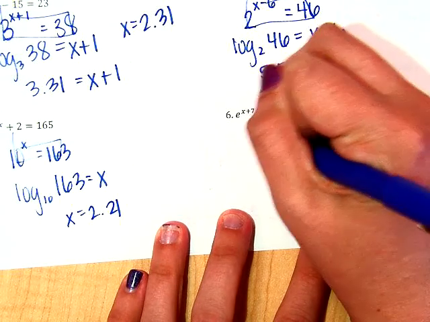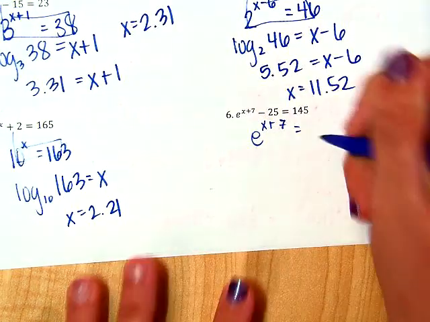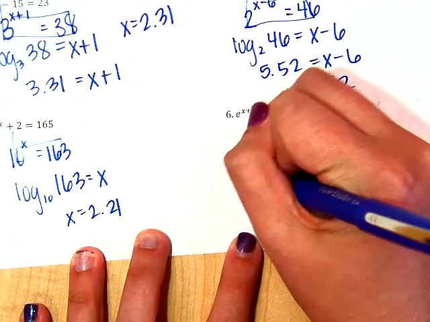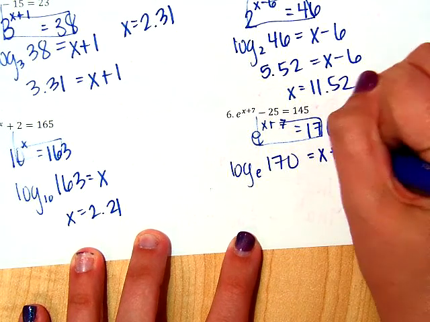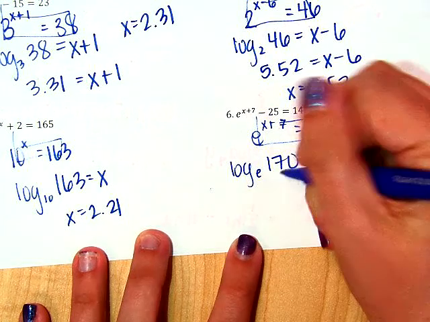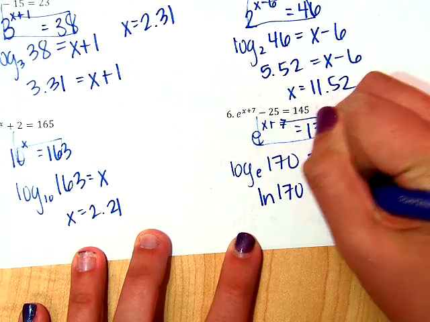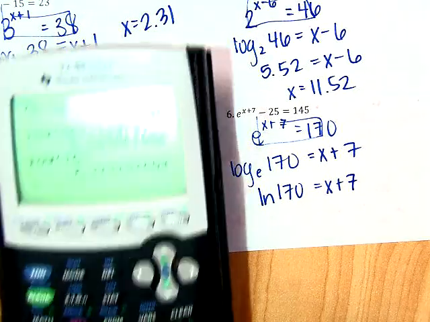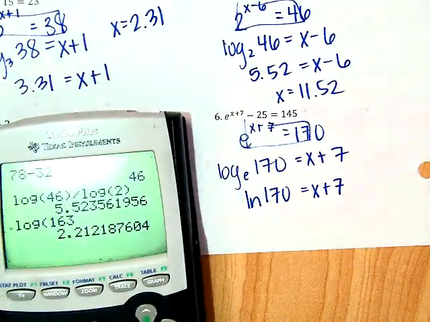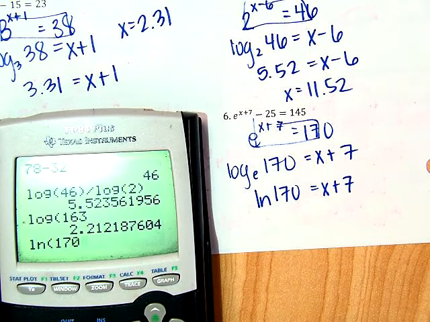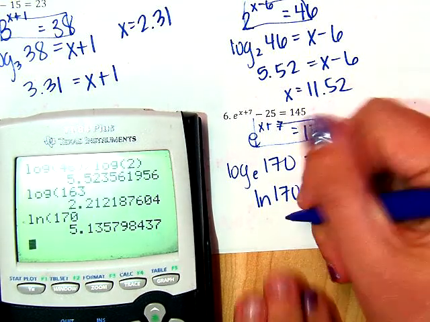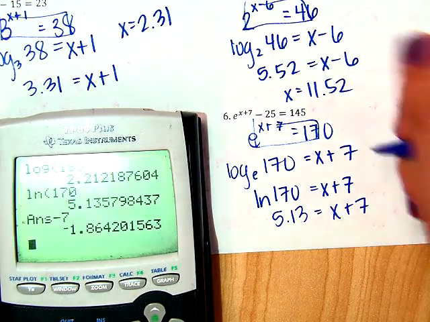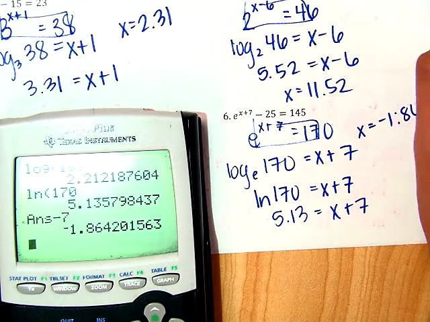Here we got an E, so when I add 25, what's that, 170? So when I go to do this, I have log base E, 170 equals x plus 7. Remember, log base E is just natural log. Log base E and natural log are the same thing. So now I go and plug in ln 170, which gives me 5.13 equals x plus 7. Subtract 7, and I get x equals negative 1.86.